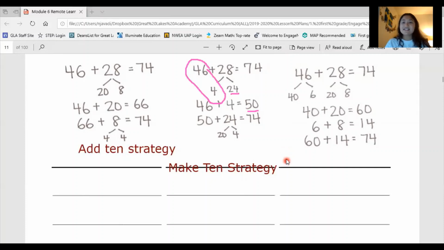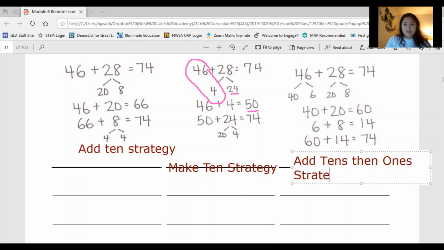That's right. This scholar used the same strategy we did up above, which was the adding tens then ones strategy. It's called add tens then ones strategy. And just like we did up above, they broke up both numbers into tens and ones. They added the tens together, then they added the ones together, then they added those two numbers to get the total. Awesome job on all your hard work, scholars.